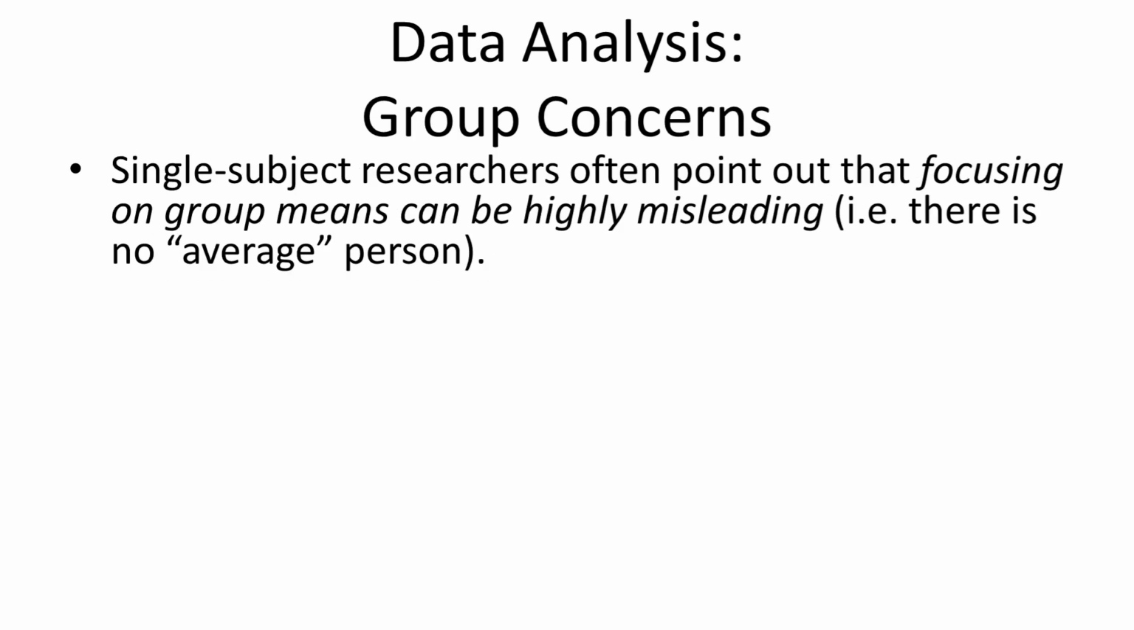But conversely, single subject researchers also have problems with group research design. They often point out things like focusing on the group can be highly misleading. I don't know if you've ever heard these kinds of things like the average family has 2.5 children or something like that. There's no such thing as an average family. There's no such thing as 2.5 children. These are abstractions. That's kind of a big problem when it comes to statistics, is when we start computing averages and standard deviations and things like that.